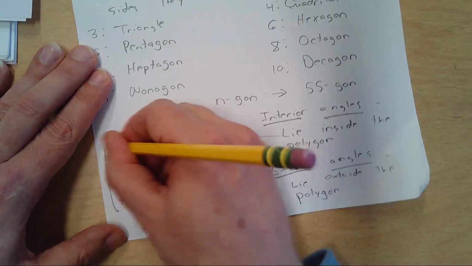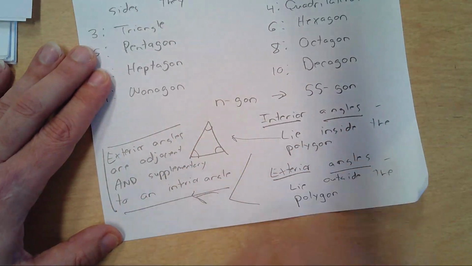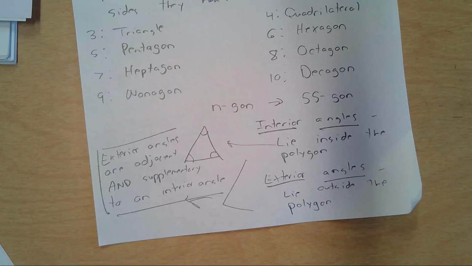So these are not reflex angles. Reflex angles are angles that are between 180 and 360 degrees.